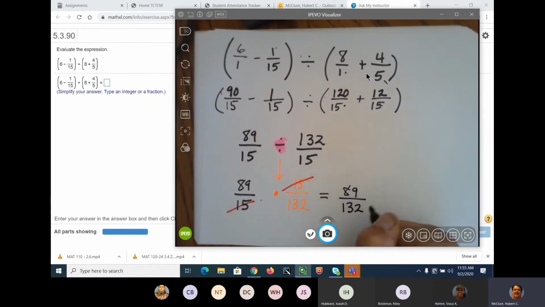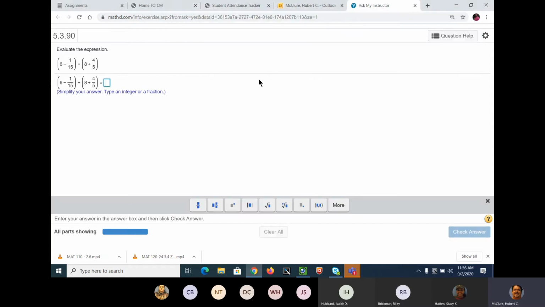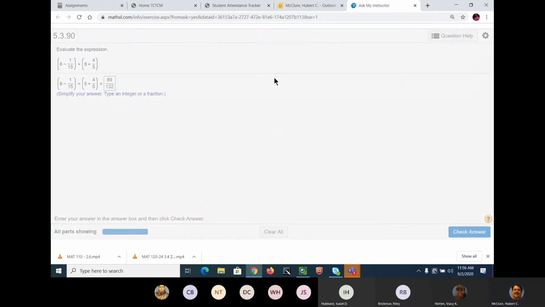89 over 132. And reduce if possible. That's an even number. That's an odd number, so it's going to be hard to find. I'm just going to type in 89 over 132 because I don't see 3. 3 won't go into 89 because 89 is prime. I'm trying to think of numbers that will go into it, I'm just going to type it in and see what it says. 89 divided by 132. And that's it.